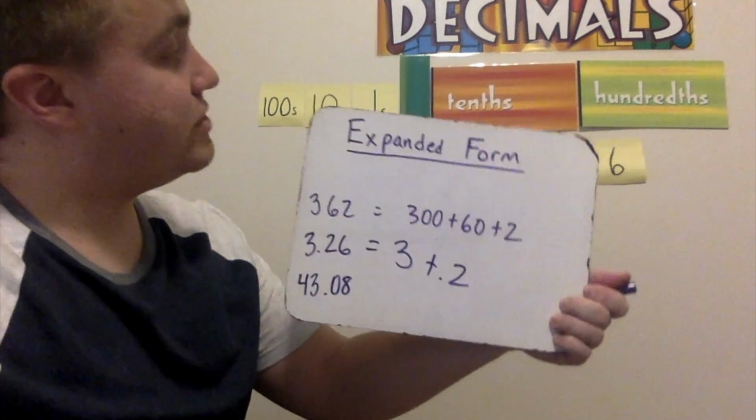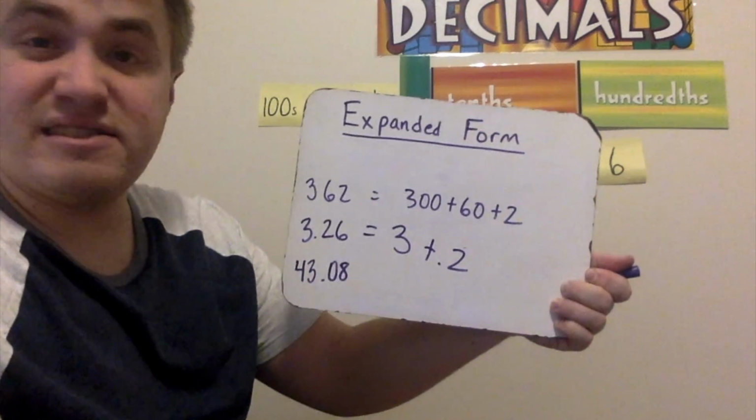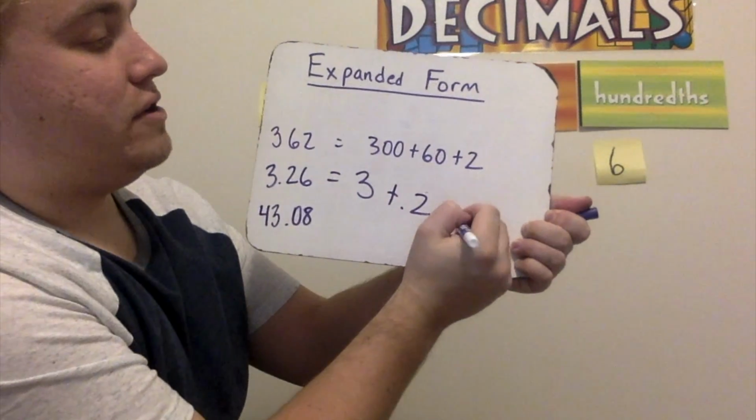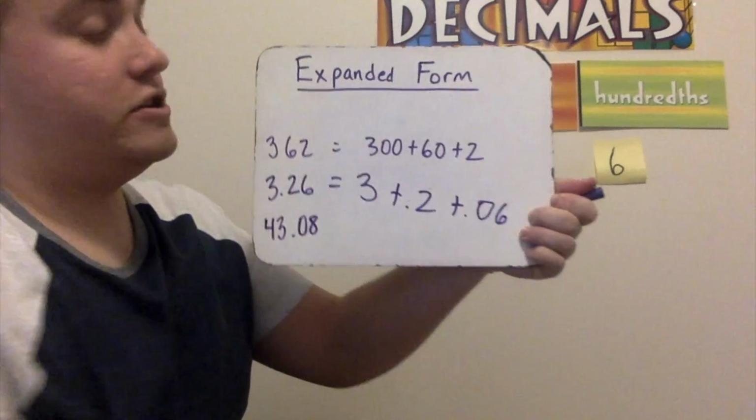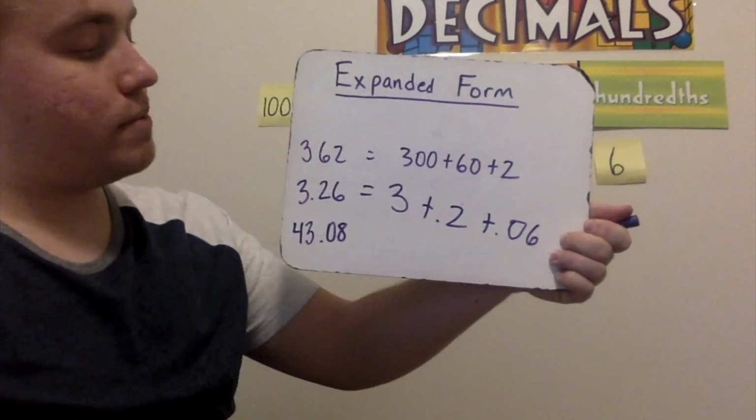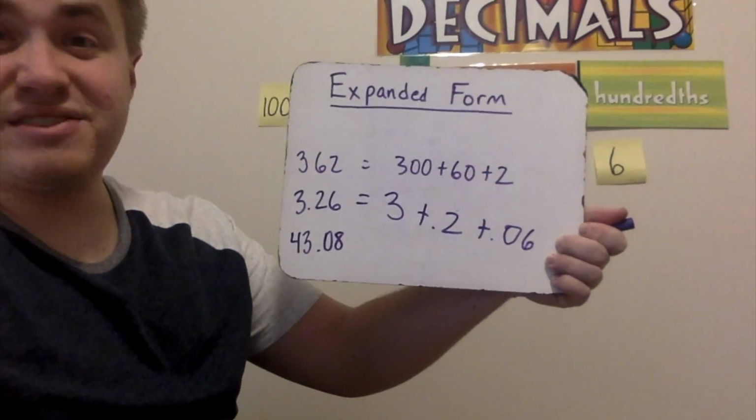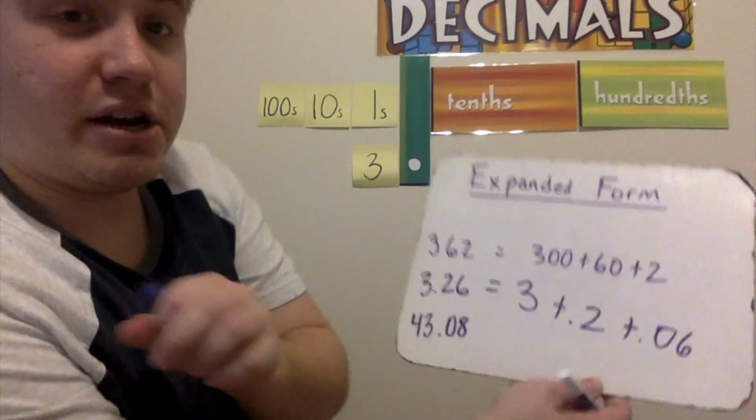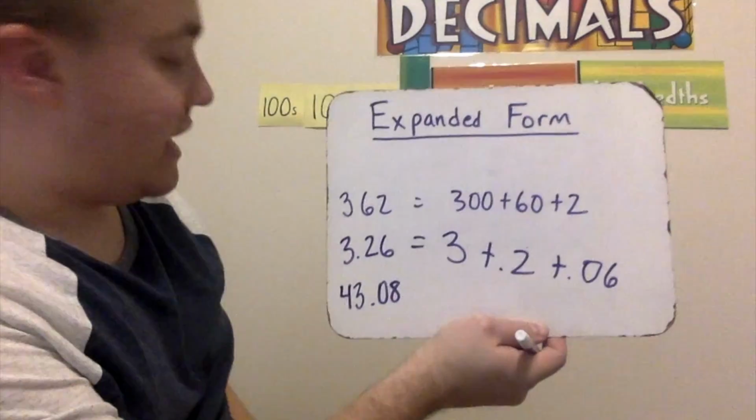And now I look at my last place value of a 6. I add on 6 hundredths. So I have my 3 plus my 2 tenths, now plus my 6 hundredths. 3 plus 2 tenths plus 6 hundredths is the expanded form for 3 and 26 hundredths. Right? But now I'm going to look at this last one here. I have 43 and 8 hundredths.